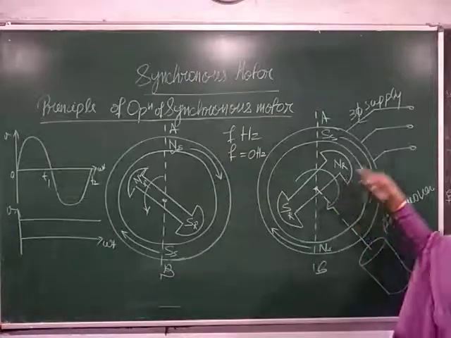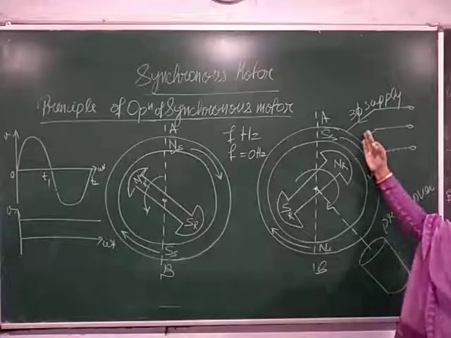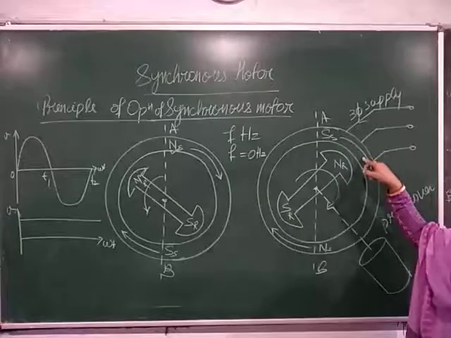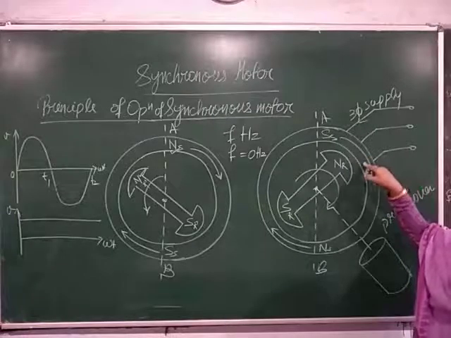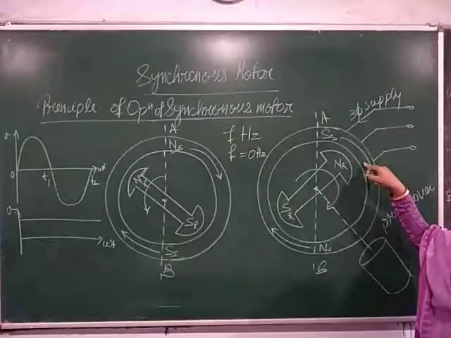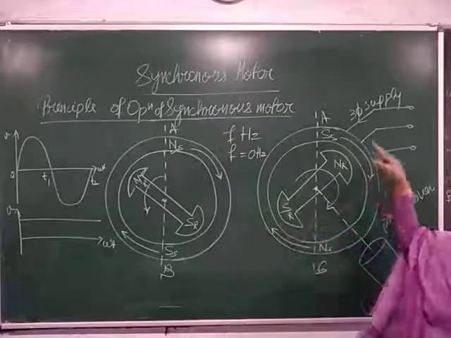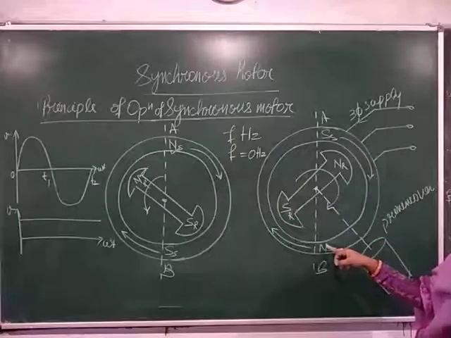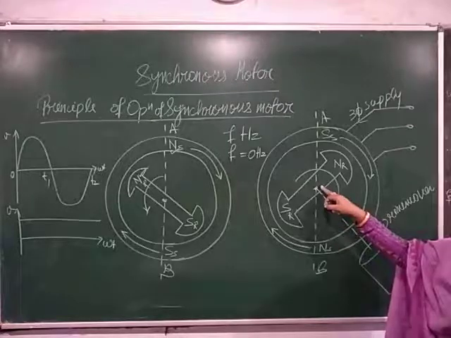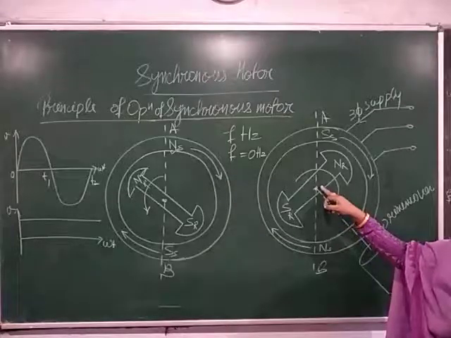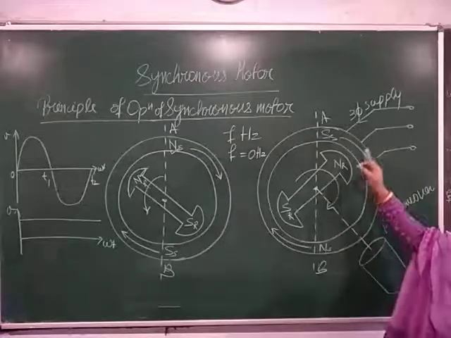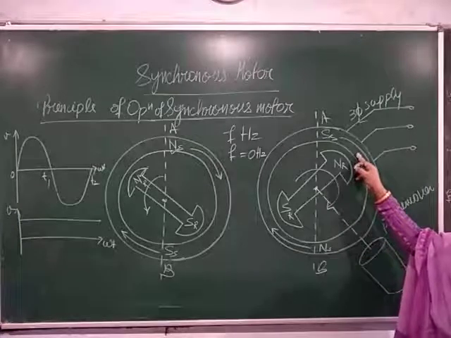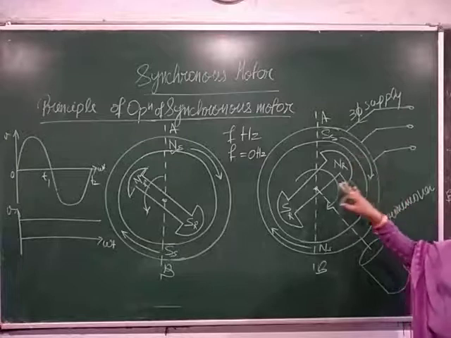Okay, you give three-phase AC supply to the armature winding, so that a rotating magnetic field is created in this armature winding, which rotates synchronously in the stator. And the unexcited rotor is driven by the prime mover with the same speed as the rotating magnetic field of the stator. That means synchronously.